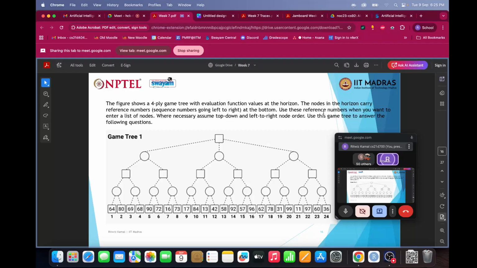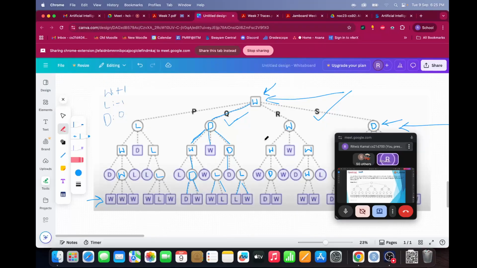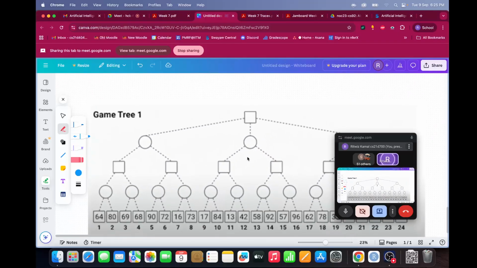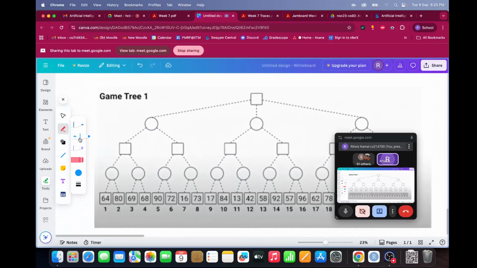And wherever necessary, we have to assume a top down and left to right node order. Okay, another thing about the nomenclature of this game tree that I want to clarify. So we can name these nodes this way. This you can name as node A1. A corresponding to the first level, and the second level you can call B, and the nodes you can call B1, B2, and B3.